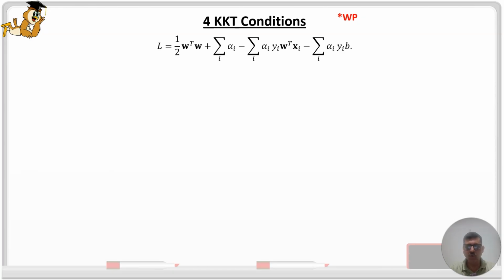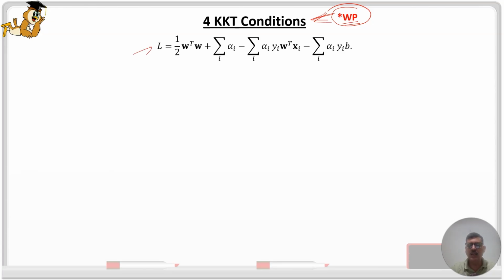Now there are 4 KKT conditions, and I have written star WP here. WP means without proof. I am giving these conditions without proof. We are not going to get into their justification. We are going to only apply the conditions dictated by KKT as is. If you want a more detailed analysis of KKT conditions, that is available on the internet. For our purpose, we are going to apply those conditions. So let us see what those conditions are.